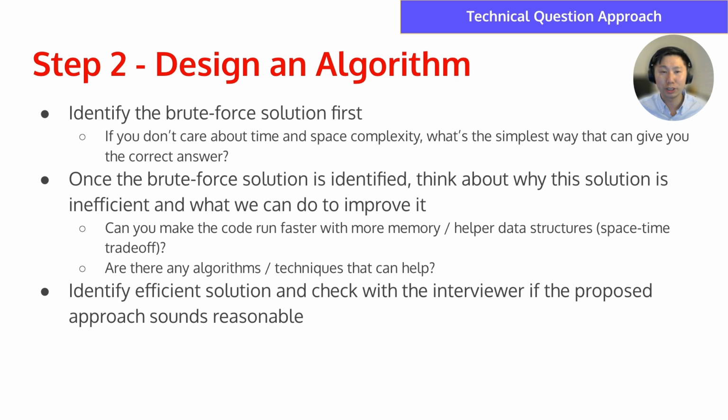And once the brute force solution is identified, think about why the solution is inefficient and what we can do to improve it. Additional questions that you could ask yourself to get there are questions like, can you make the code run faster with more memory or a helper data structure by introducing the space and time trade-off? Or, are there any algorithms or data structures or even techniques that can help improve the efficiency of your code? Once you identify an efficient solution, check in with the interviewer and see if the proposed approach sounds reasonable.